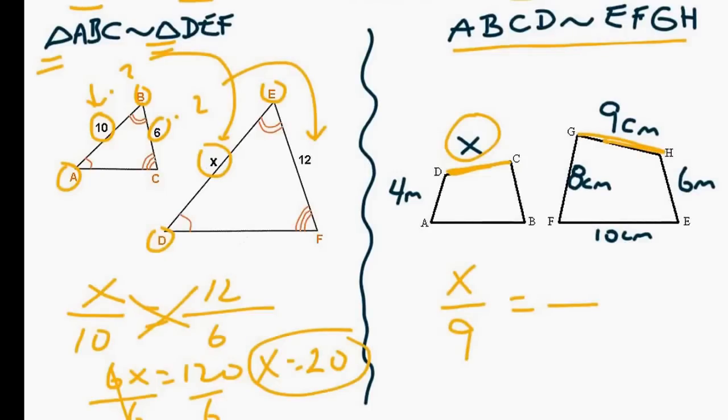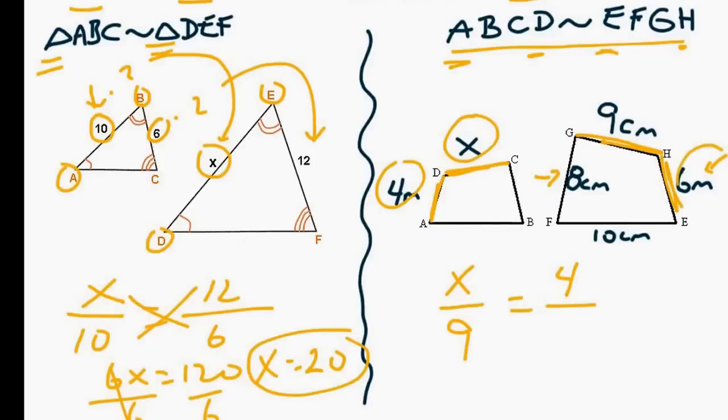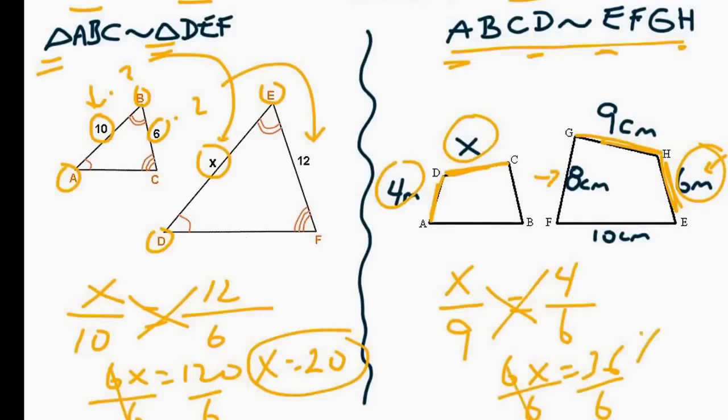Now I need those measurements on both. I only have one number over here, a 4, so that's going to go on top, just like x went on top, because it's the smaller object. And then does 4 go with the 8 or does 4 go with the 6? So 4 is AD, that's the first letter and last letter. EH are the first and last, EH is right here, so it's the 6. I'll do my cross products. 6x equals 36. Divide by 6, and x equals 6.